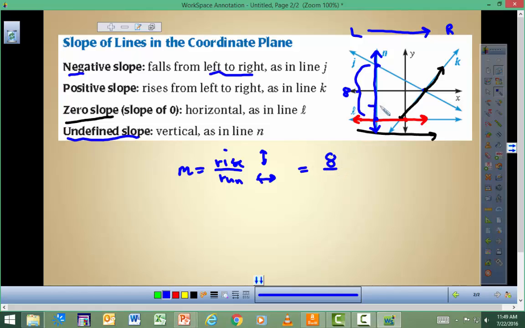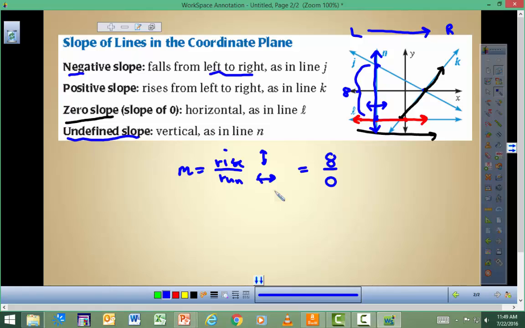But how far did it go left and right here? Well, from this point to this point, it didn't go any direction. So you're dividing by 0. And you'll remember one of the first commandments of mathematics is that thou shalt not divide by 0. Well, we say that is undefined.